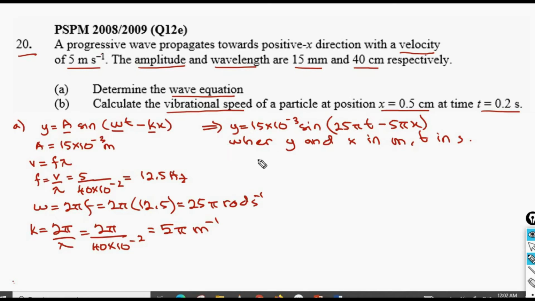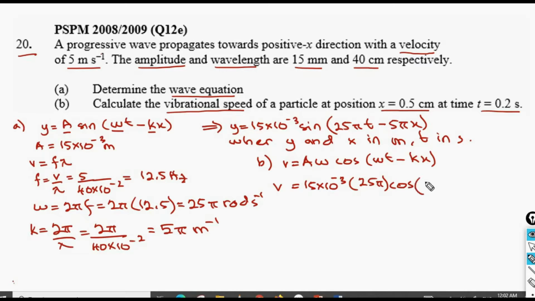Okay, next, for B. For B, we want to calculate the vibrational speed. So the formula is v equals A omega cos(omega t minus kx). Substitute all the values. It is 15 times 10 to the power negative 3. Omega is 25 pi. Cos(25 pi, t is 0.2, minus k is 5 pi, x is 0.5 times 10 to the power negative 2). So you calculate, you will get negative 1.17 meter per second.